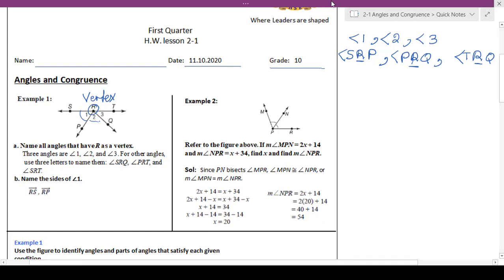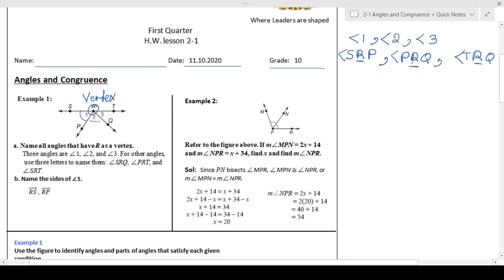I can't call any of them simply R because I don't know which does R mean. It can be this one, it can be that one, it can be this one, it can be this whole big one, okay? So I can't just call it R. Now, number 2. He wants me to name the sides of angle 1.